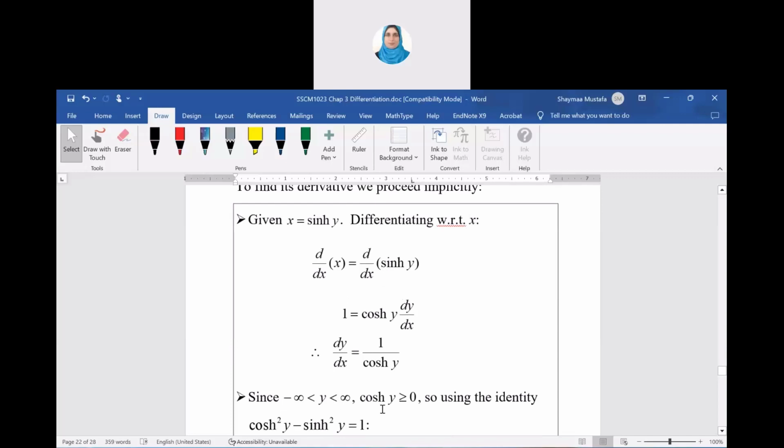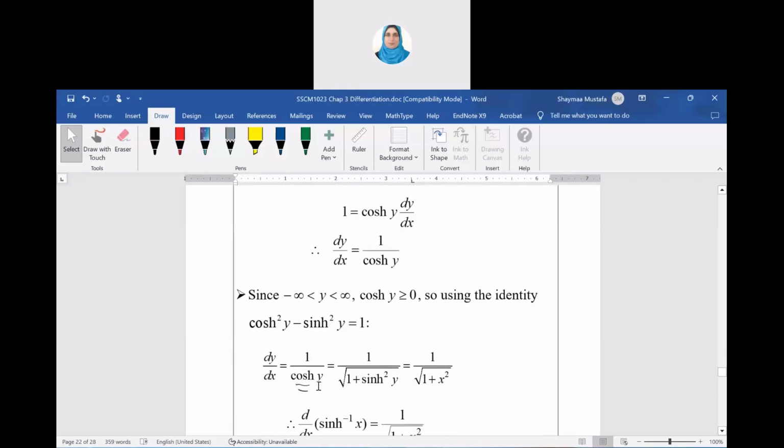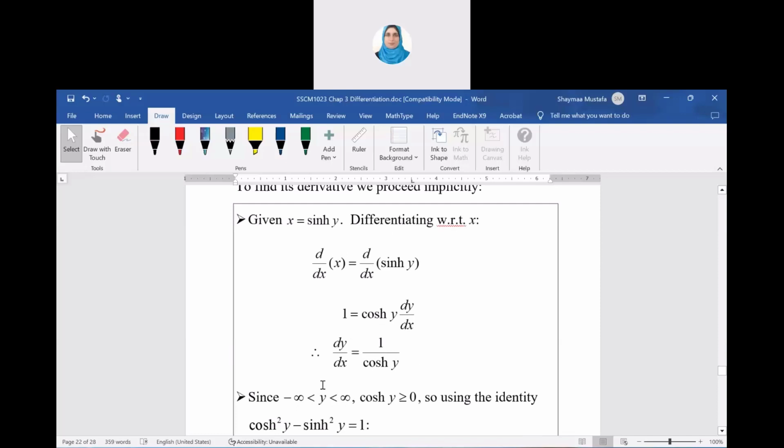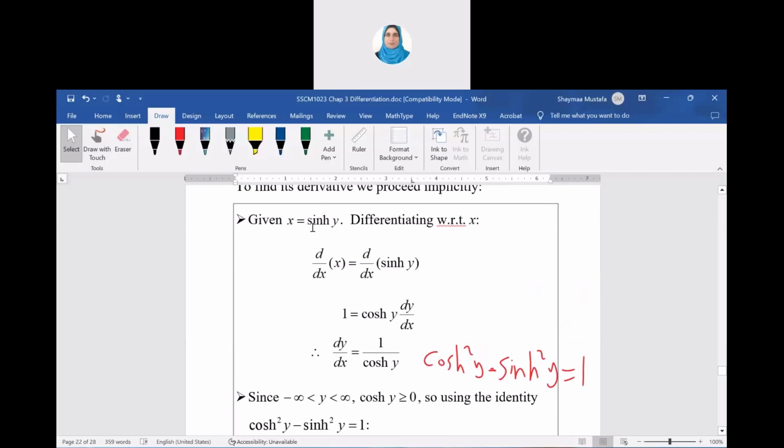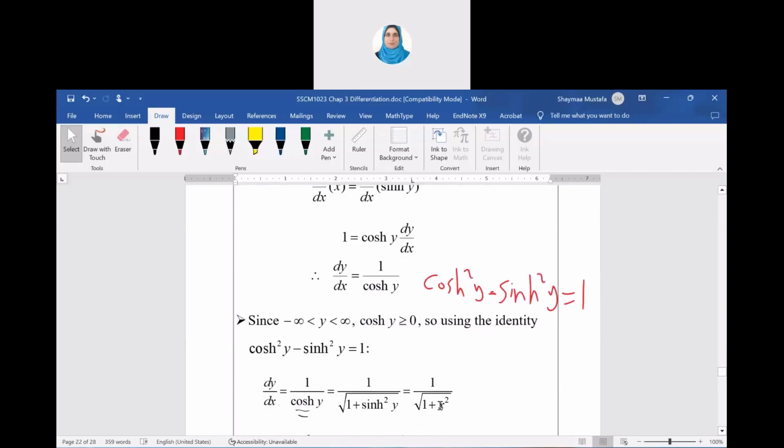Now for cos y, we have the identity that cos square minus sine square is equal to 1. This is the identity for hyperbolic functions. From this identity, cos square y is 1 plus sine square y. So cos y will be the square root of 1 plus sine square y, and sine y is x, so sine square y is x square.